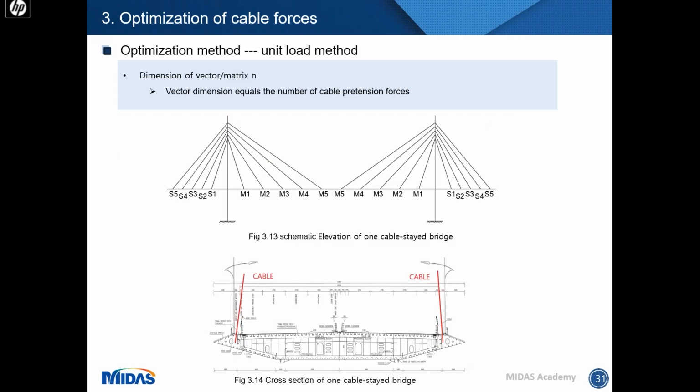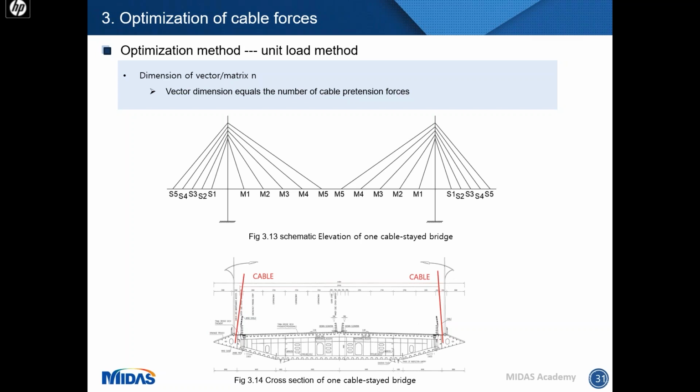For the dimension of the vector and matrix, N actually equals the number of cable retention forces. So it's not the same as the number of cables. For example, figure 3.13 and 3.14 are the elevation and cross-section of a cable-stayed bridge. On the elevation, we can see there are 20 cables, and on the cross-section, there are 2 cables. So totally there are 40 cables.